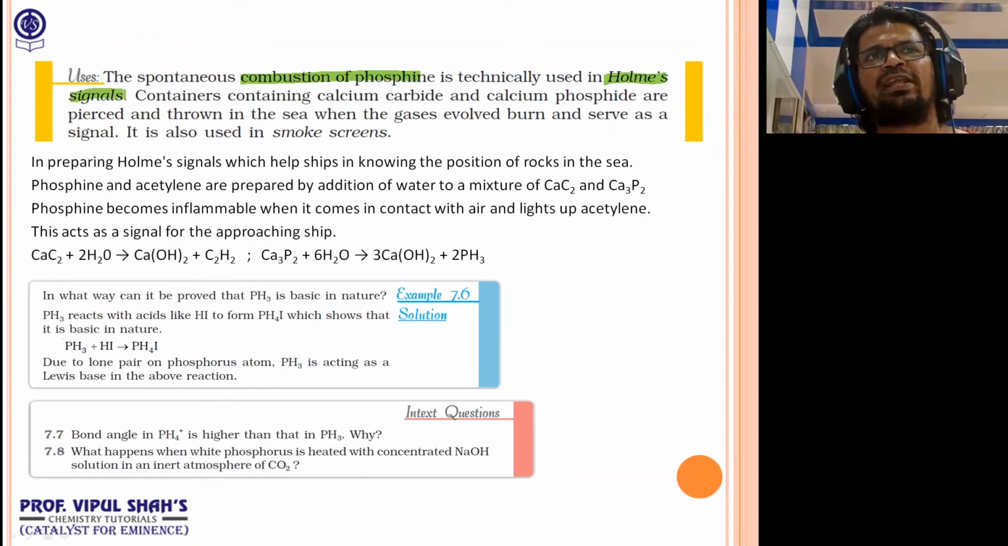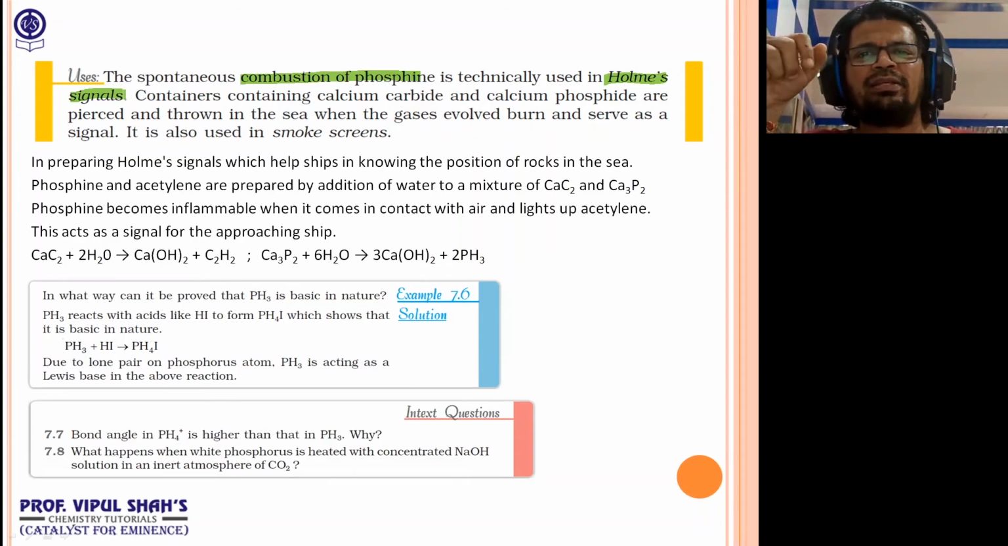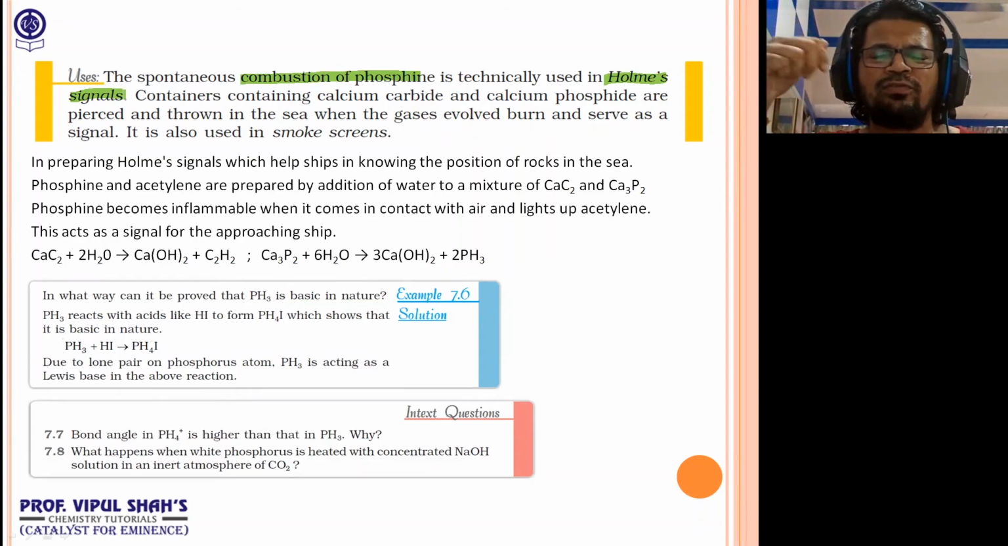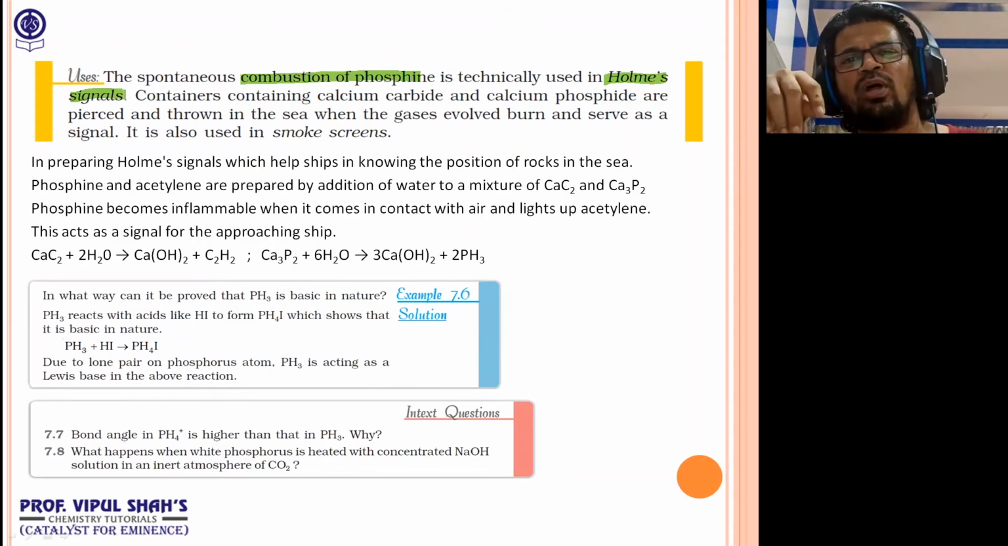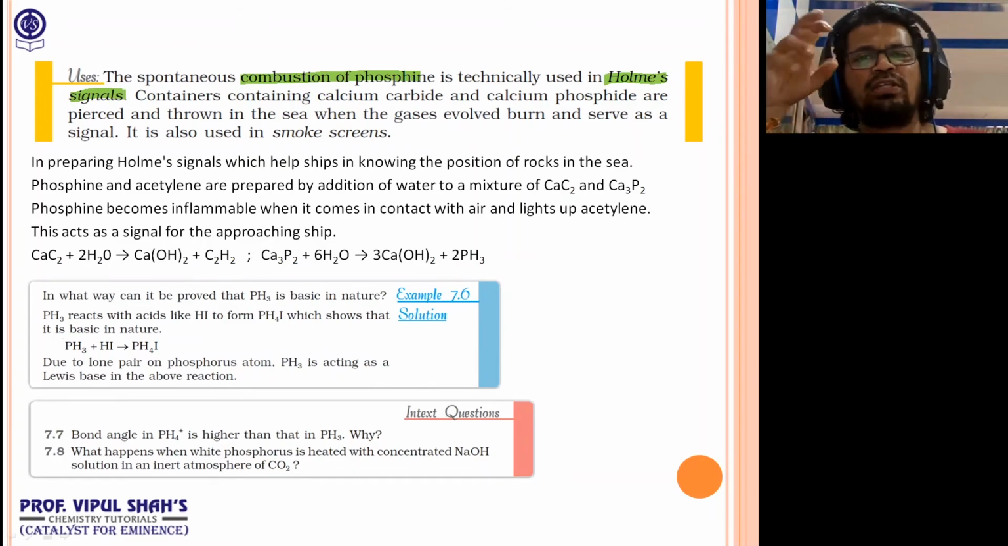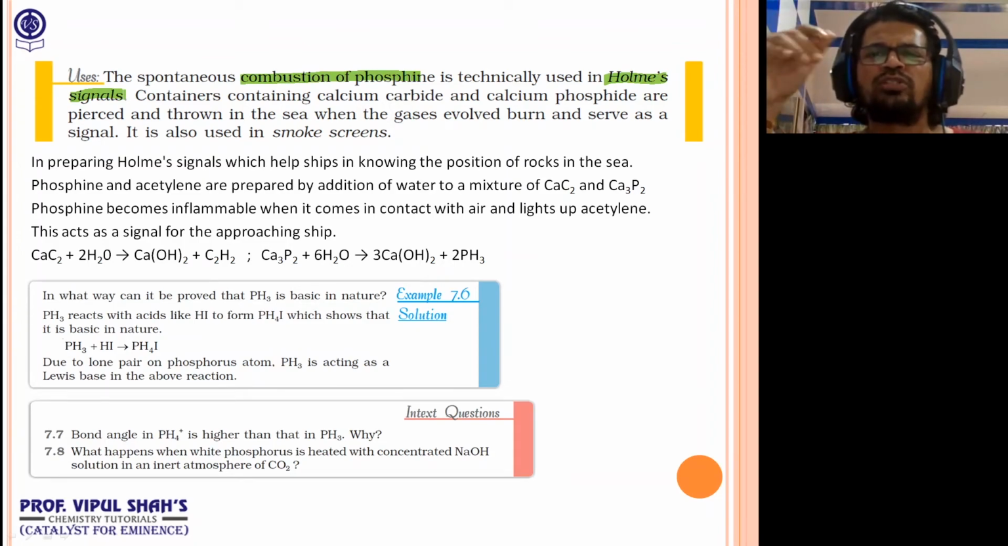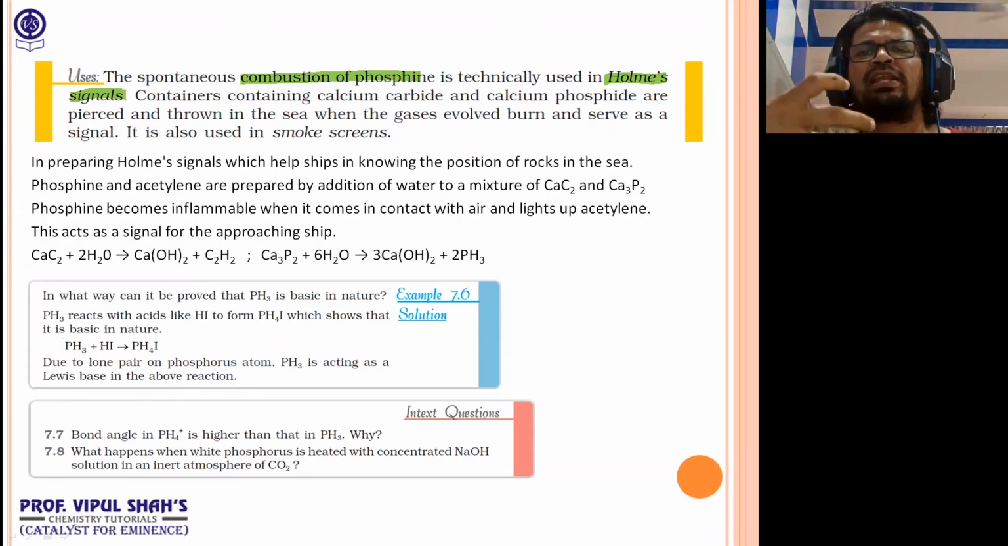Now let me be very clear to you. You might have heard about this. What is Holmes signal? All these ships, when they are coming near to any of the coastal areas, generally we have a lighthouse, right? What is the function of this lighthouse? It gives a signal. Holmes signal is a signal given to the ships not to come close. If there are rocks, there's a probability those ships will get stuck over there. So to prevent that, a reaction is carried out, and that signal is called Holmes signal.